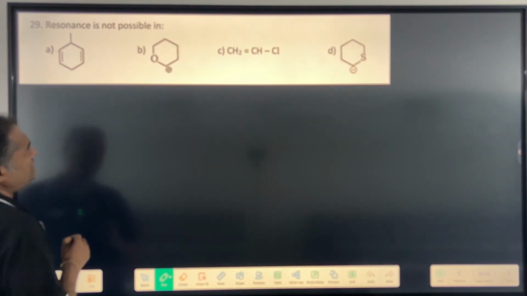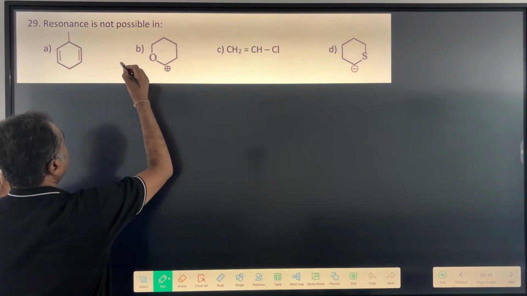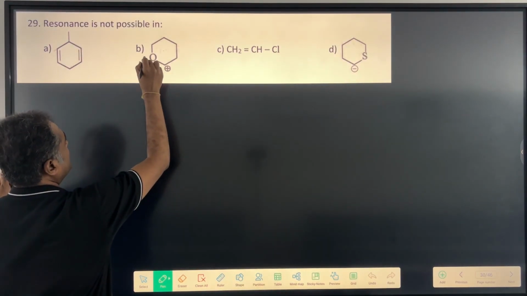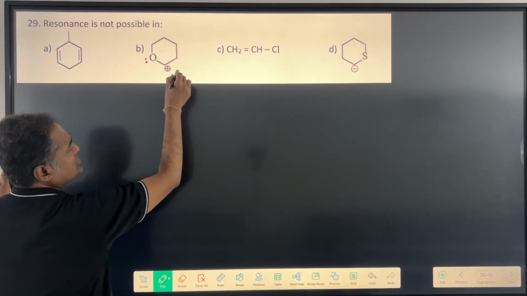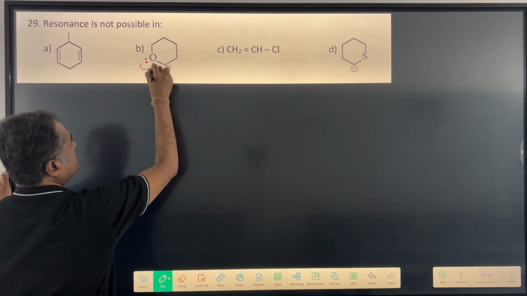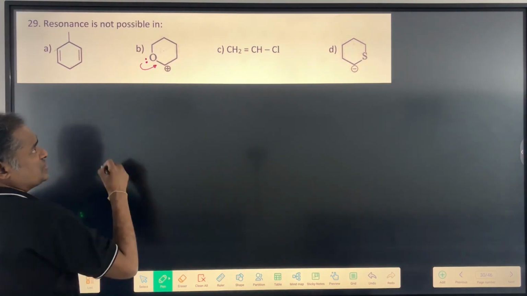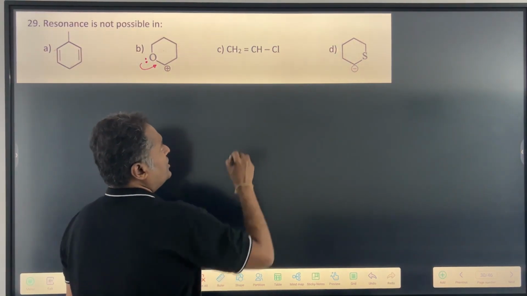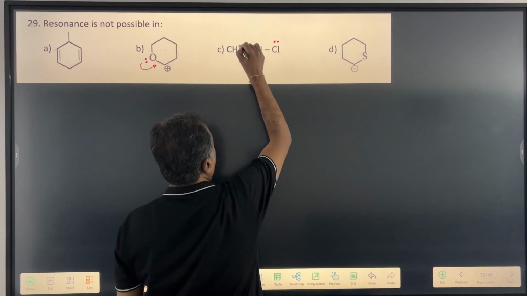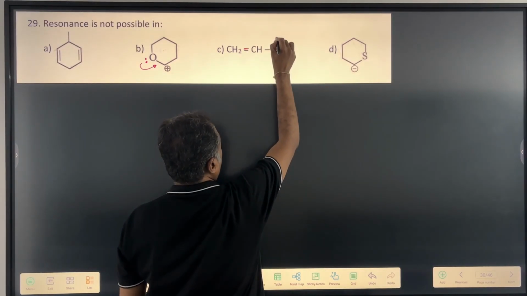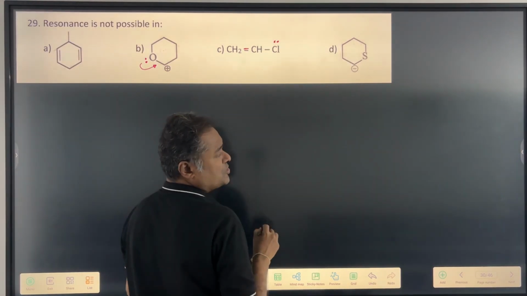Now, if you check option B, you have oxygen containing a lone pair. When a lone pair and a positive charge are on adjacent atoms, can I call it a case of back bonding? Yes, so here resonance is possible. Now, if you check over here, there is a lone pair present on Cl. Are this lone pair and a double bond in conjugation? Yes, so here resonance is possible.